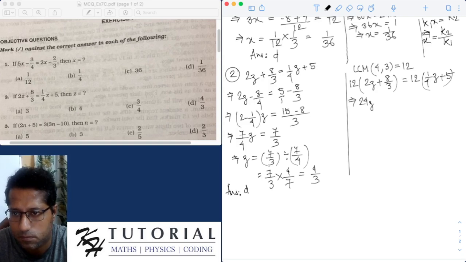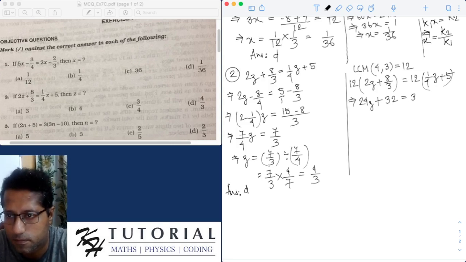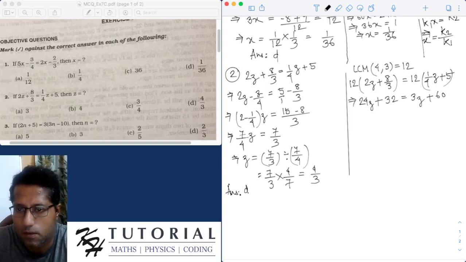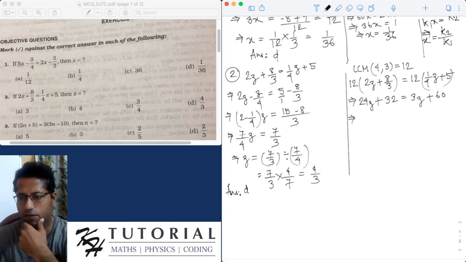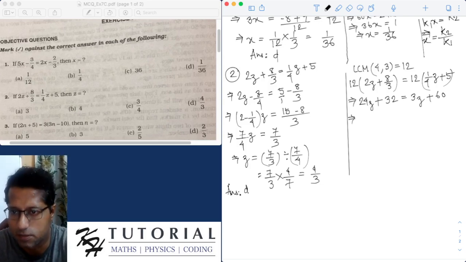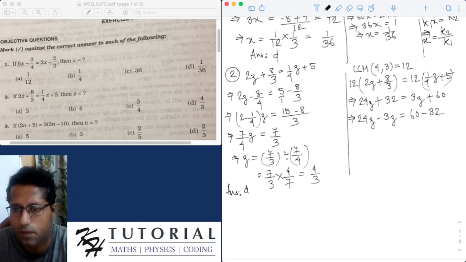24z plus 32 equals 3z plus 60. This implies I will bring all the z terms, that is the variable terms, to the left hand side and all the constant terms to the right hand side. So that becomes 24z minus 3z equals 60 minus 32.